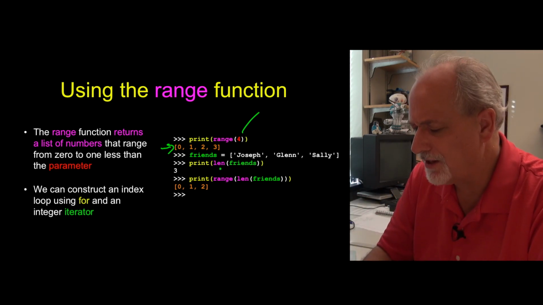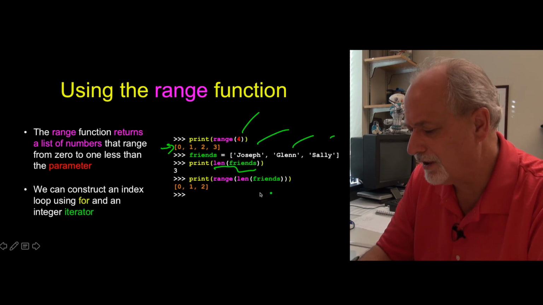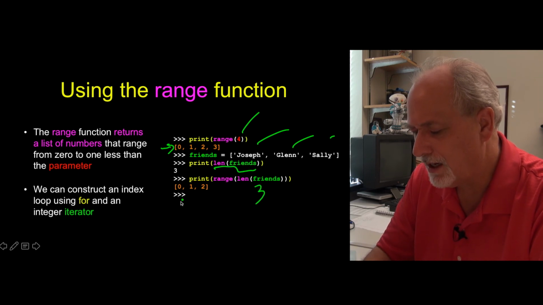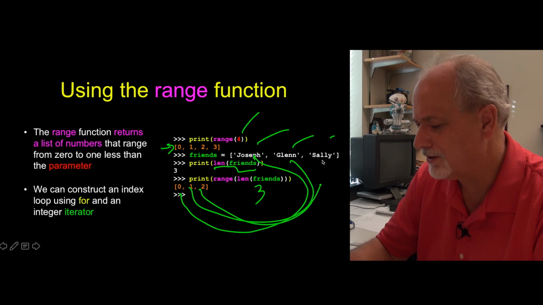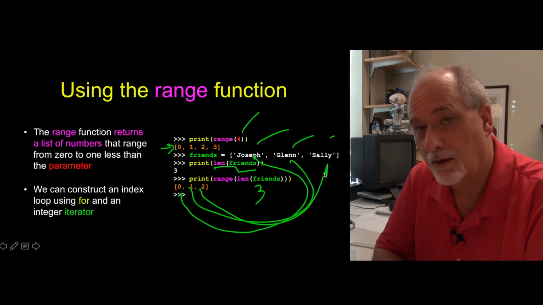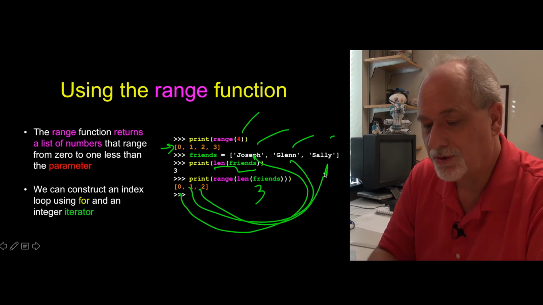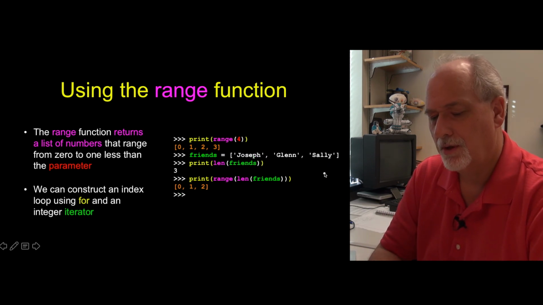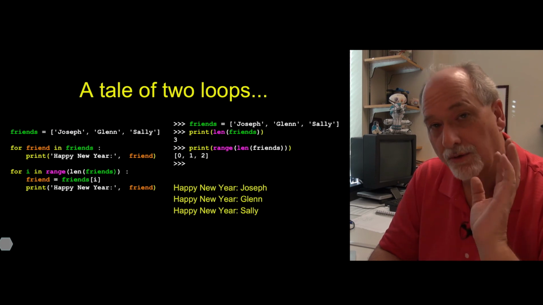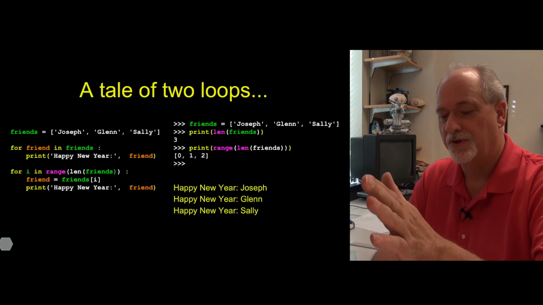And so it's a common thing to say, okay, we know how many things are in this list. There are 3 friends, and if I combine range and len, so I take len of friends, which is 3, and then I take range of 3, I get 0, 1, and 2. And so the interesting thing is this 0 corresponds to the first one, 1 corresponds to the second one, and 2 corresponds to the third one. And we'll use this to construct loops, especially when we need to go through an array and remember what position we're at.